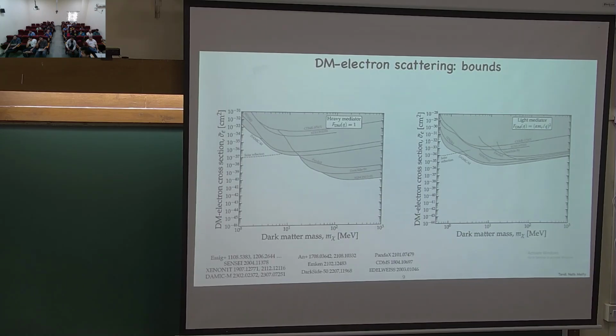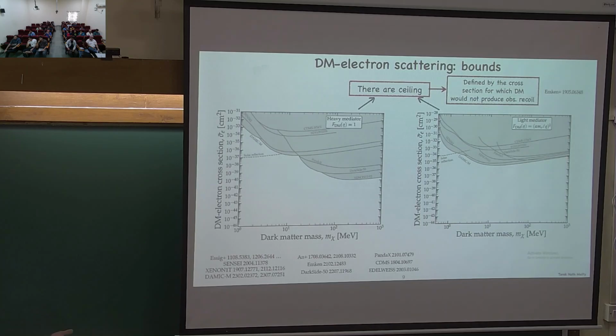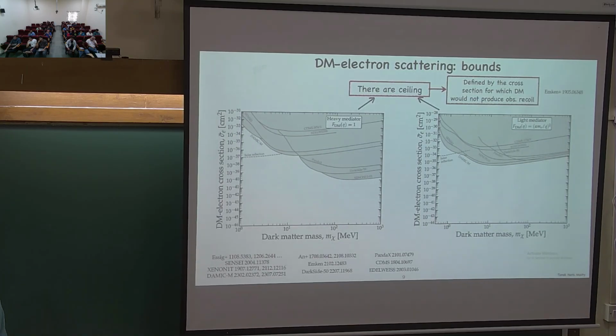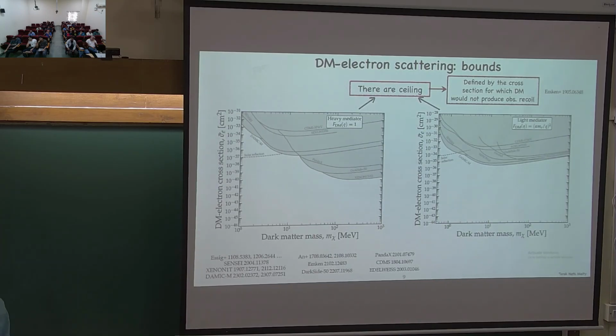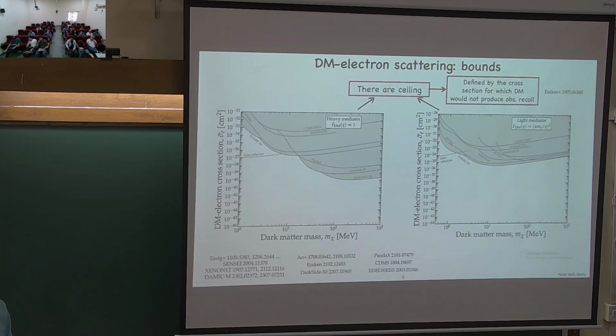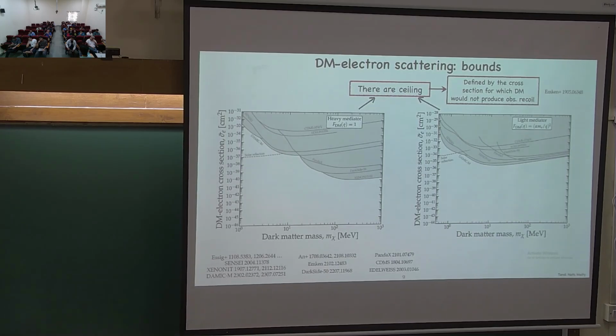Okay, so now all these plots have a ceiling. That is because if you have a large interaction cross-section, then dark matter will just not reach your detector. For instance, if a xenon detector is at a depth of 1.5 kilometers, the dark matter would interact with the electrons in the crust and lose energy, so that you cannot observe it.